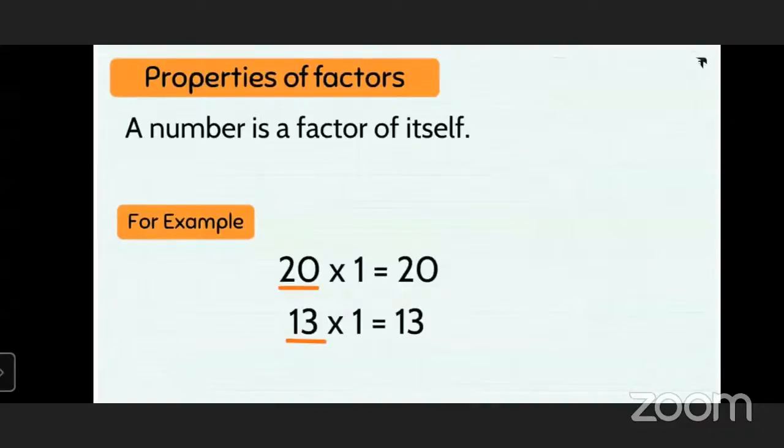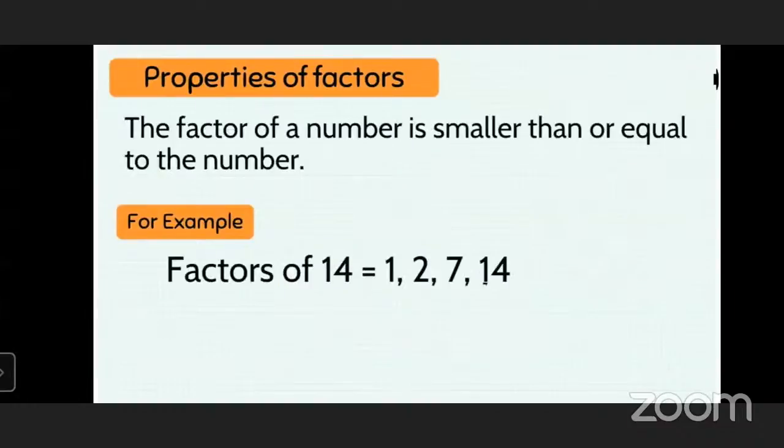Next property of factors: a number is a factor of itself. It means that the number is also a factor of itself. Whenever we multiply 20 by 1, the answer is 20. So the factors of 20 are 20 and 1. If we multiply 13 by 1, the answer is 13. So the factors of 13 are 13 and 1. Understand?